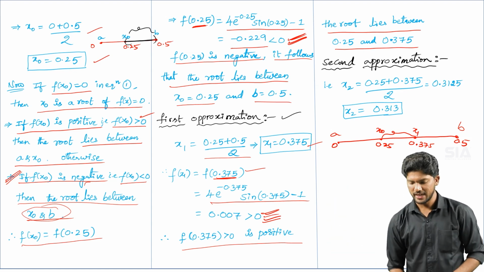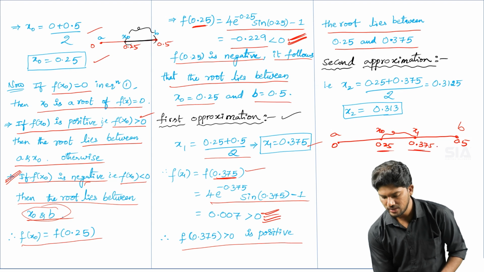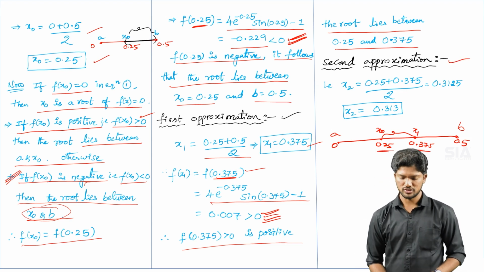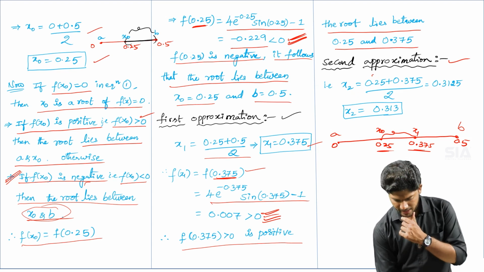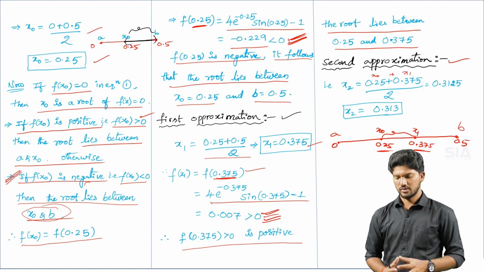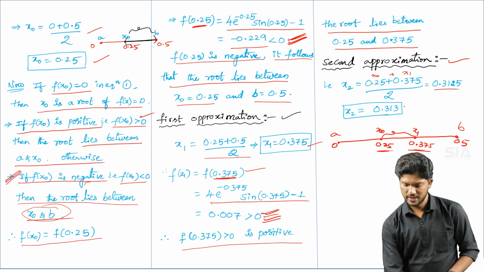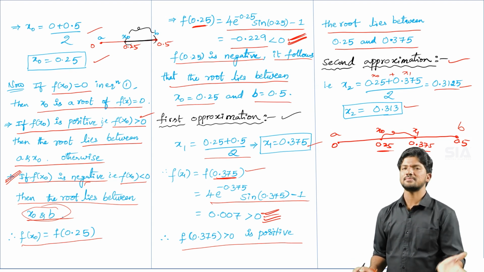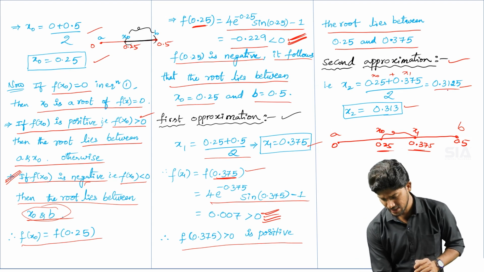In the second approximation, you take the mean value. For these two values you have to take the average value, and that is taken as the second approximation, x2. x2 is equal to x0 plus x1 by 2. So you will get 0.3125. Here we got 4 digits now, so you have to correct to 3 decimal places. In the statement they clearly mentioned 3 decimal places. So x2 is 0.312.